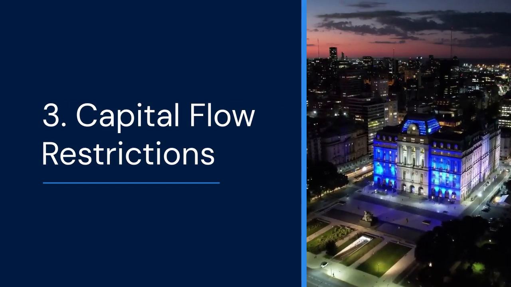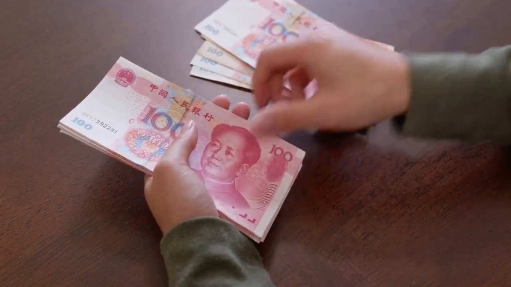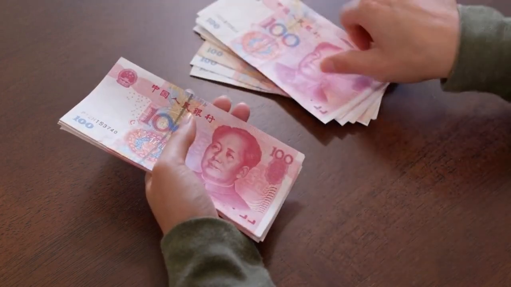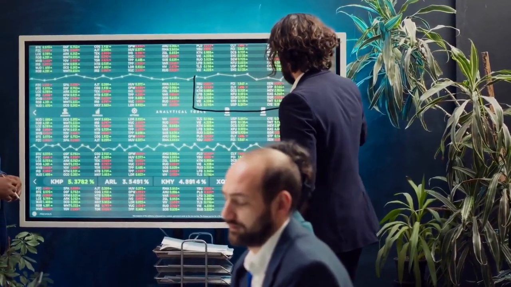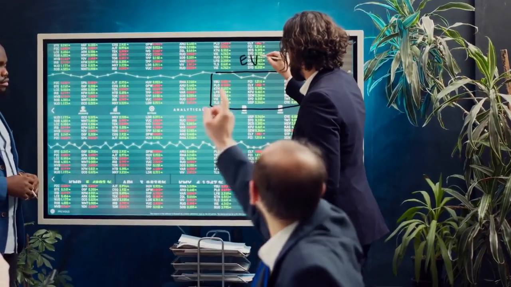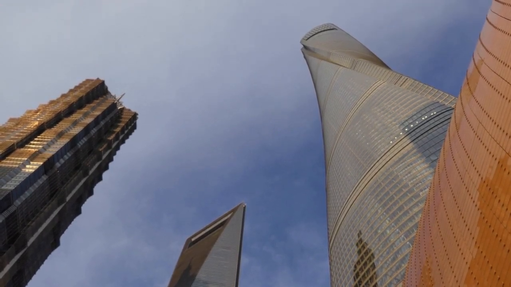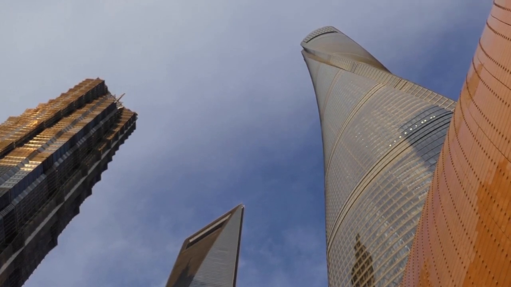Third, capital flow restrictions. Countries like China and Nigeria often impose capital controls, limiting the amount of money that foreign companies can transfer out of the country. For example, in China, companies may need special approvals to repatriate profits, which can cause cash flow issues. In such cases, companies have to find creative ways to extract funds, such as reinvesting locally or using intercompany loans.